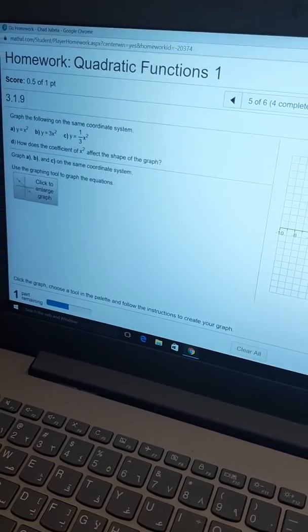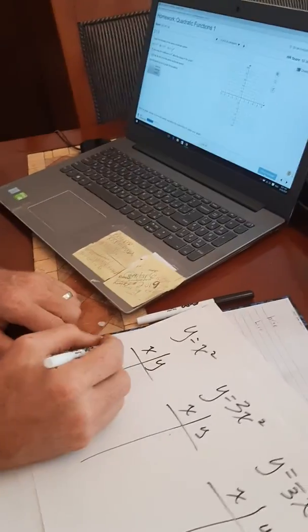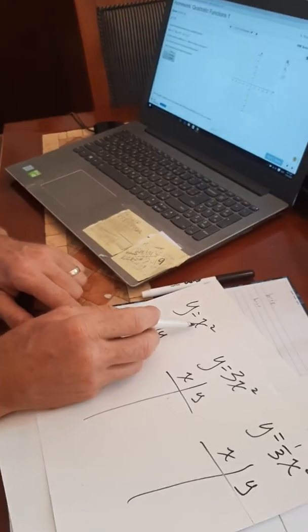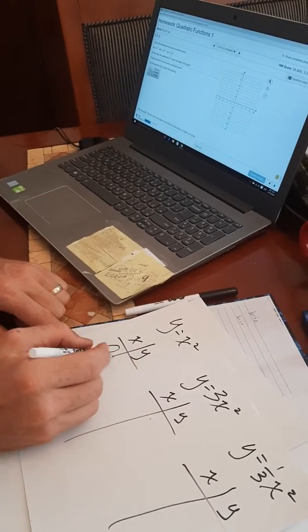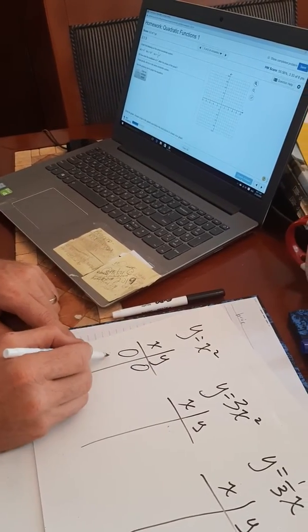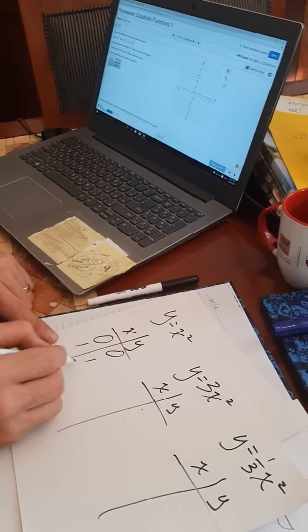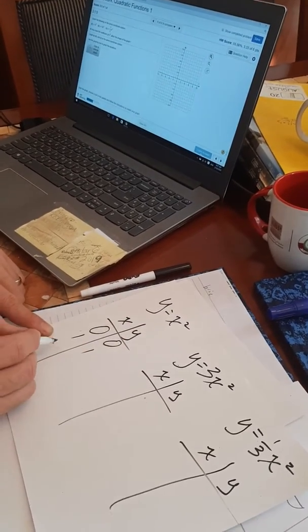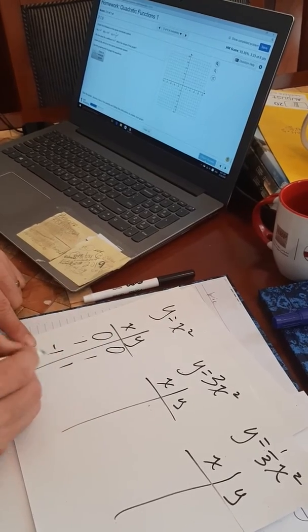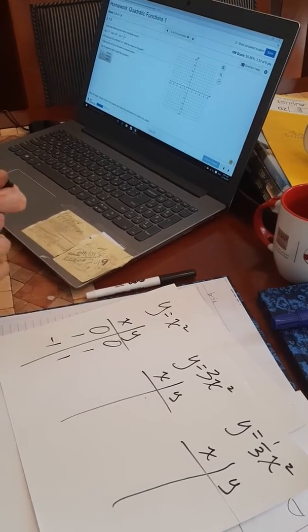And then 1/3, what does that do to each one? Okay, let's look over here. We'll get a couple points. If I substitute in 0 for x, square that, it gets 0. Okay, I put in 1 for x. 1 squared is 1. I put in minus 1. Minus 1 squared is 1. So we can graph that first one.